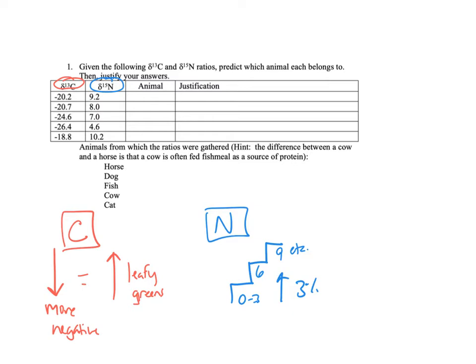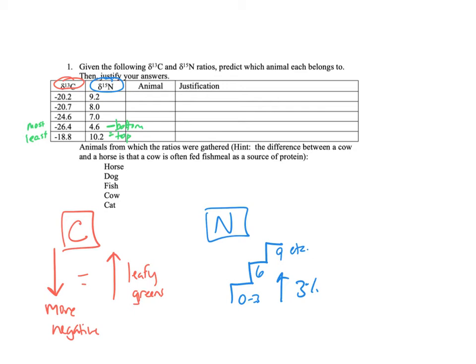So if we're looking at this first one right here, it's a negative 20. Looking at all of these, which one eats the most leafy greens? You would say this one here probably eats the negative 26. This is the most leafy greens, whereas this negative 18 is the least of the leafy greens. And then looking at the nitrogen, who's at the bottom of the food chain? This one here is at the bottom, and this one here is more towards the top of the food chain.